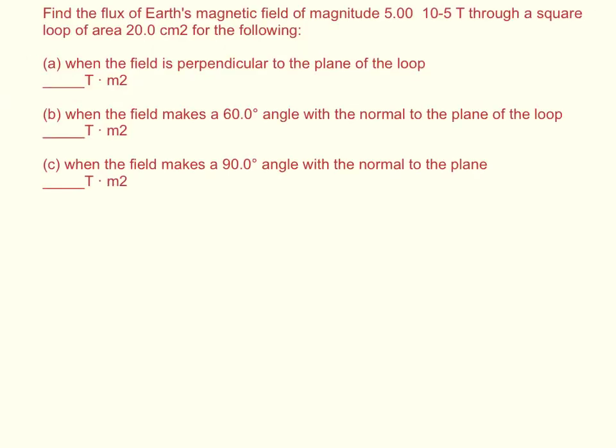Find the flux of Earth's magnetic field of magnitude 5 times 10 to the negative 5th Tesla through a square loop of area 20 centimeters squared for the following. A. When the field is perpendicular to the plane of the loop. B. When the field makes a 60 degree angle with the normal to the plane of the loop. And C. When the field makes a 90 degree angle with the normal to the plane of the loop.